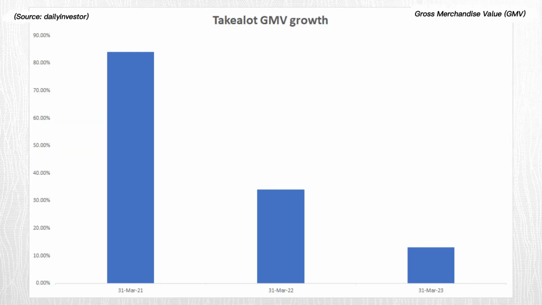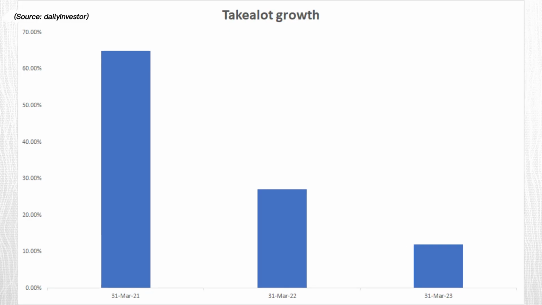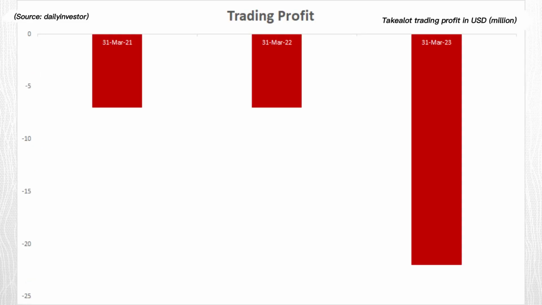Takealot has been the boss in the e-commerce space in South Africa, growing with a GMV by 14% year on year in local currency. However, despite the growth in GMV and the revenue, Takealot's loss widened to 407 million, representing a trading margin of -3%. And this is not the main problem for Takealot right now.